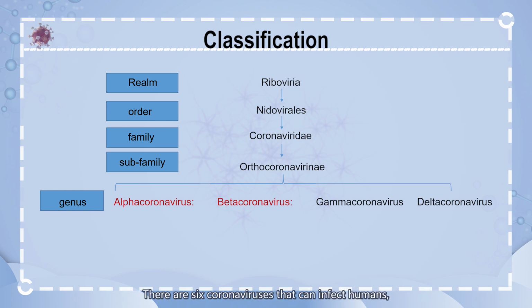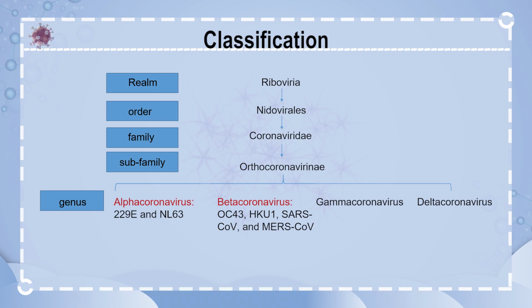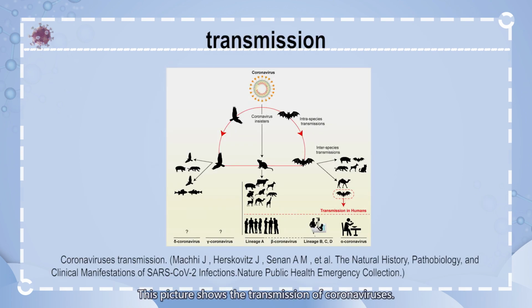There are 6 coronaviruses that can infect humans. The alpha coronaviruses 229E and NL63, and the beta coronaviruses OC43, HKU1, SARS coronavirus, and MERS coronavirus. This picture shows the transmission of coronaviruses. Coronaviruses can cross species barriers and cause severe diseases in humans, such as MERS and SARS.